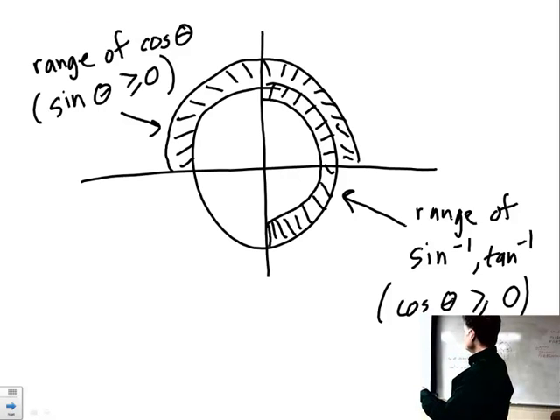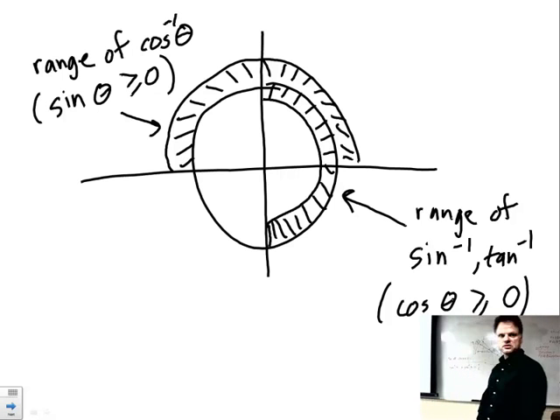So this one is the range of the sine inverse and tan inverse, and in this range, the cosine is always at least 0. The range of cosine inverse is 0 to pi, and in that range, notice the sine is always positive or 0. Okay, so this last part will actually be useful to remember when we get to triangles.